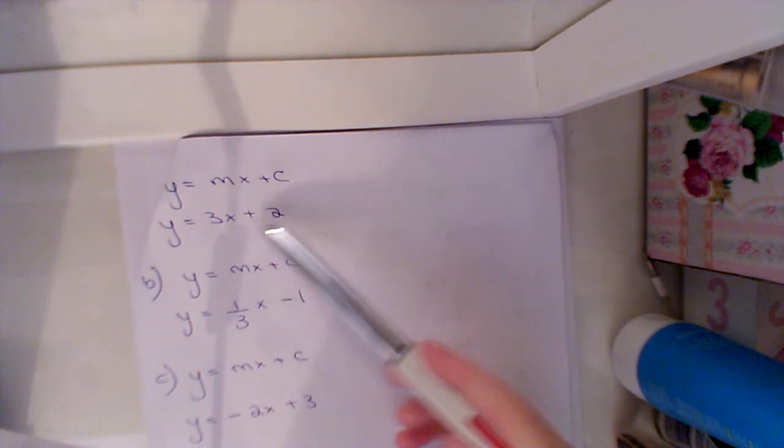Then I have C, slope is minus 2, my y-intercept is 3. So I have y is equal to minus 2x plus 3.